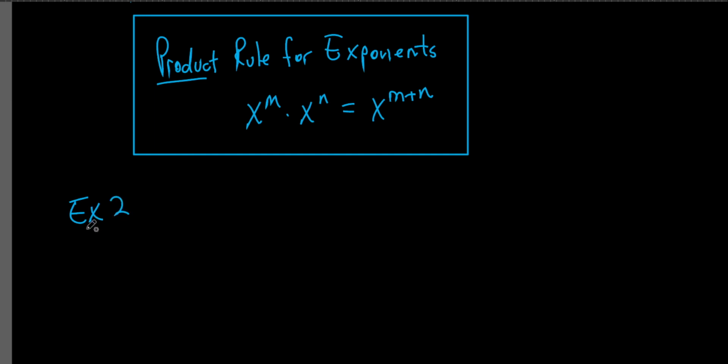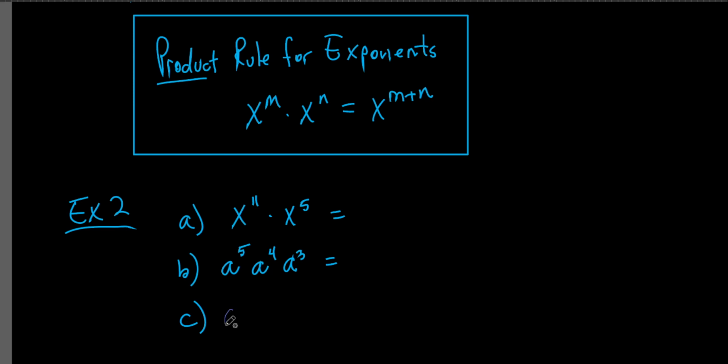Here's an example. This is example 2. It's kind of stuff you'll see on the homework, on the quizzes, on the test. All right, here we go. X to the 11th times x to the 5th. Give me an answer. I'm just going to write all the examples down. You come up with the answer. I'll give you a chance to do them. Don't make me do all the work. So this is a to the 5th, this is a to the 4th, this is a cubed. Write that down, get an answer. Here's another one. A squared, b cubed, a cubed, b squared.